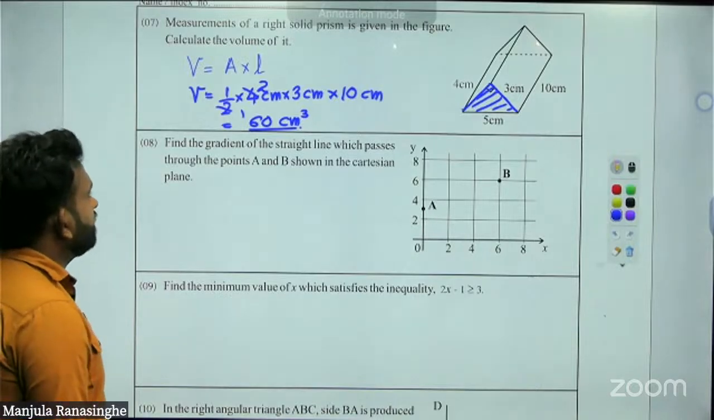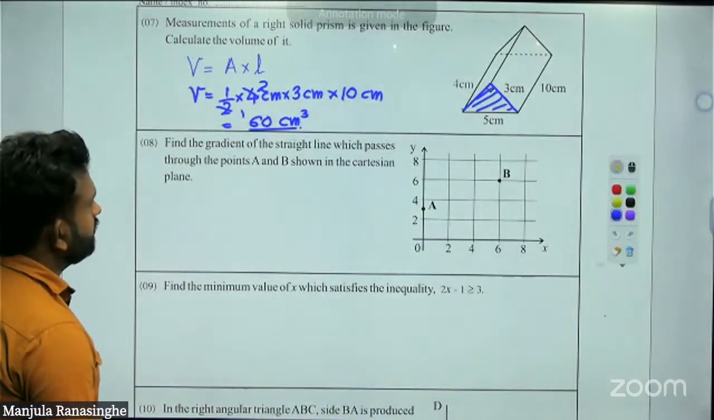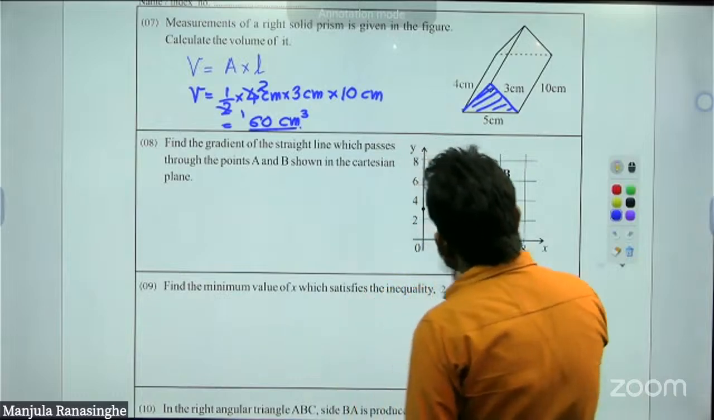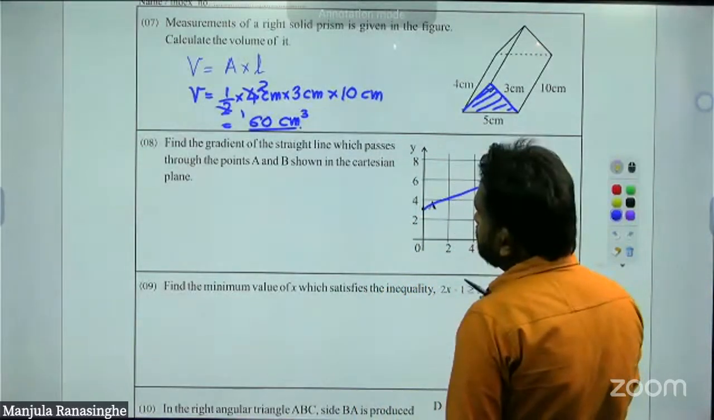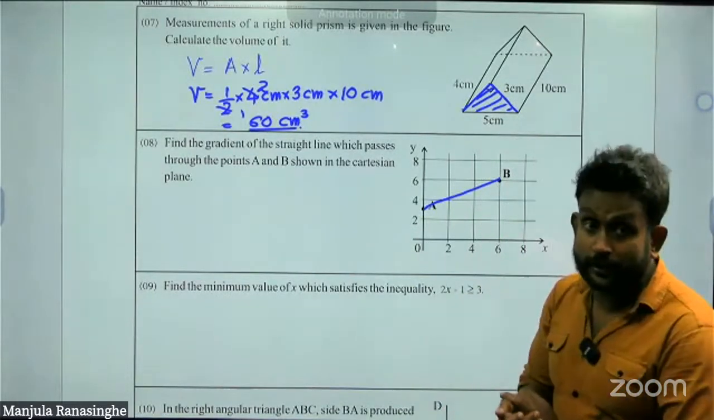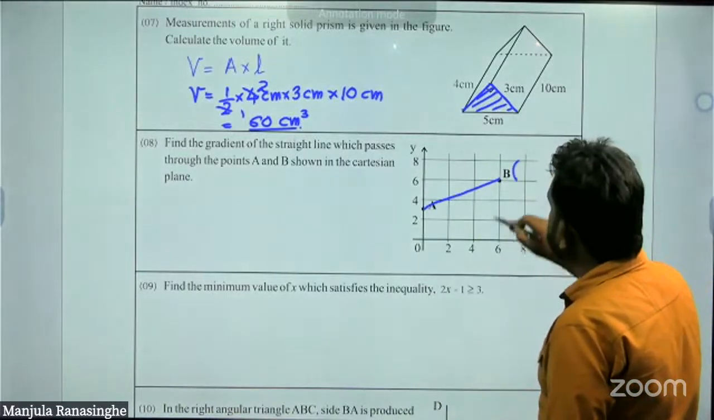Then find the gradient of the straight line which passes through the points A and B shown in the Cartesian plane. Now, here is the line AB, they are asking for the gradient of the line passing through it. To find the gradient, we require the coordinates. So I write the coordinates of B here.